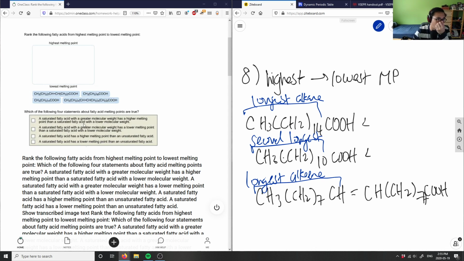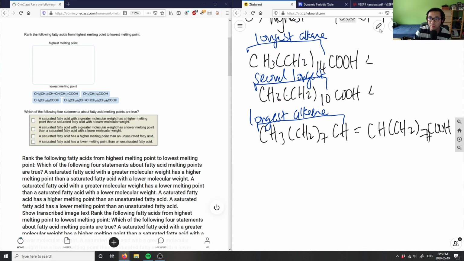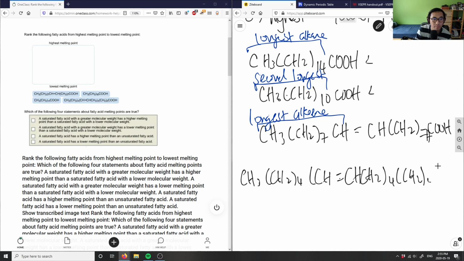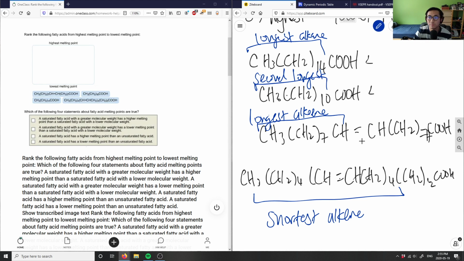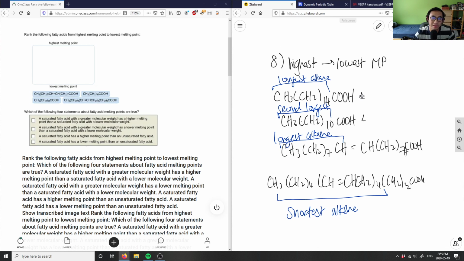And therefore the other structure here is going to be the last guy here, which is CH3, CH2 4, CH double bond CH, CH2 4, CH2 2, COOH. So this here is the shortest alkene chain. So basically, when we talk about highest and lowest MP, we're talking about the intermolecular forces.